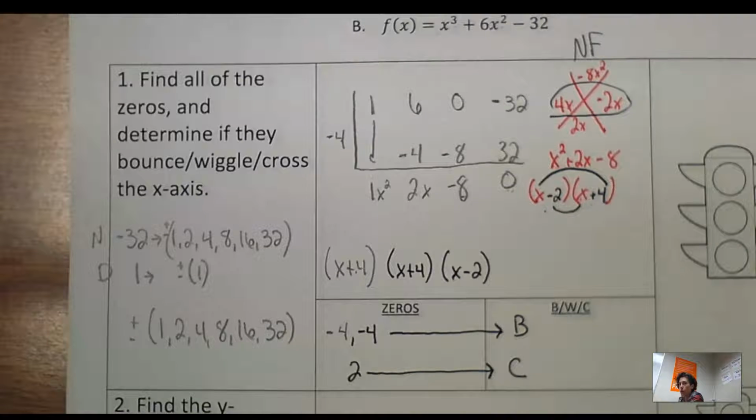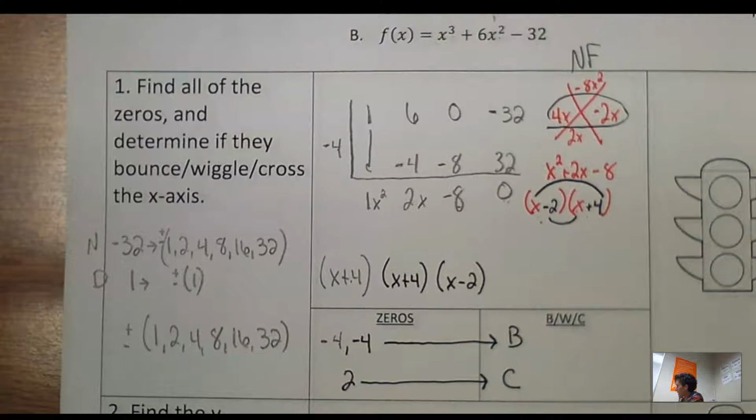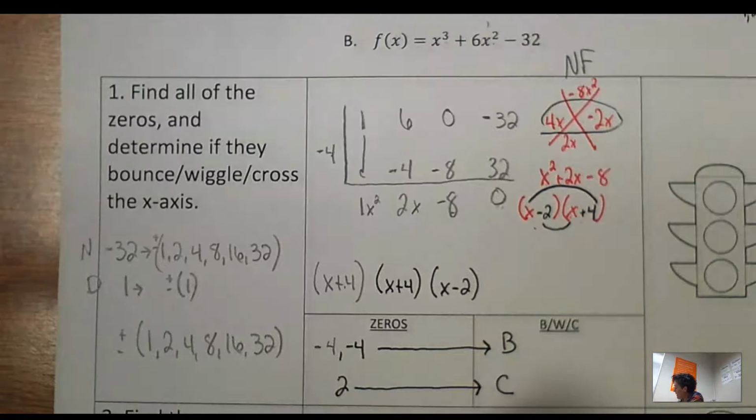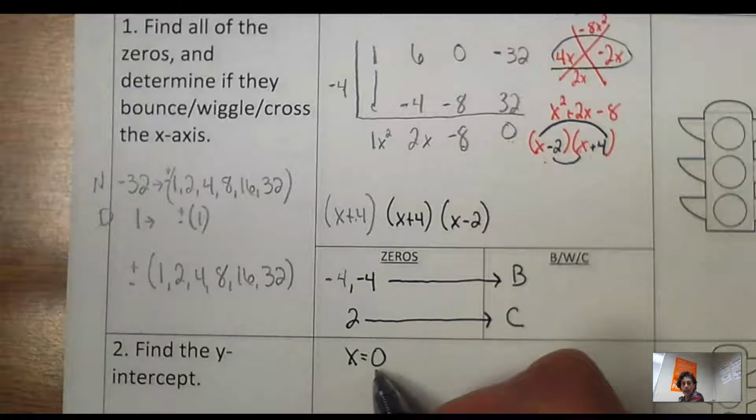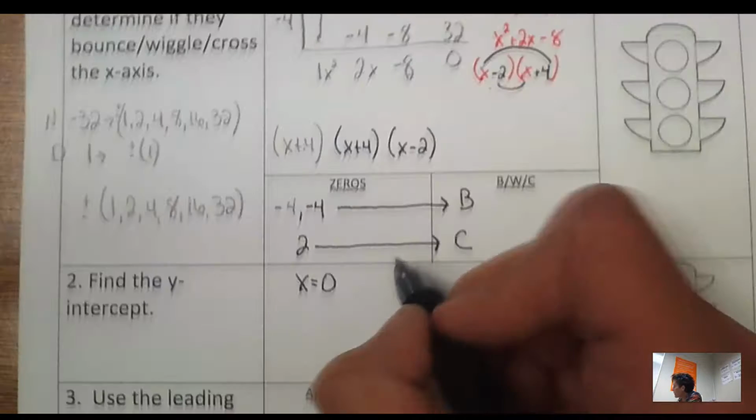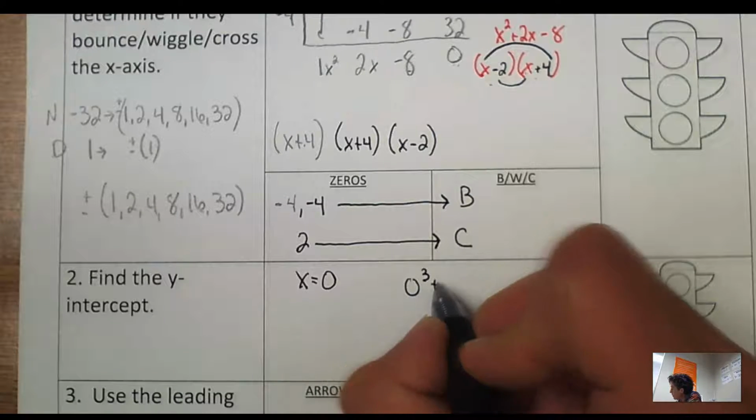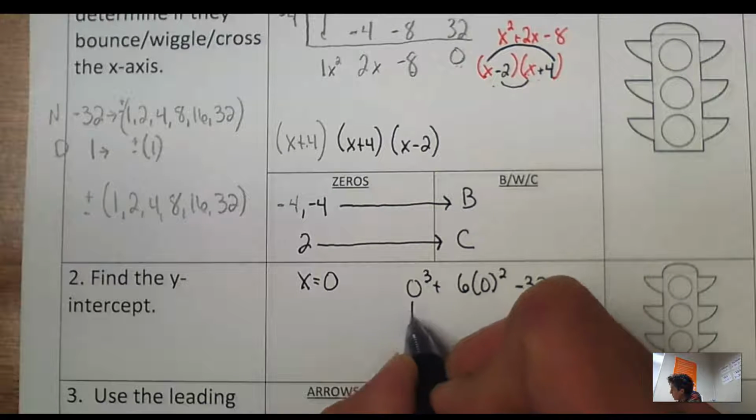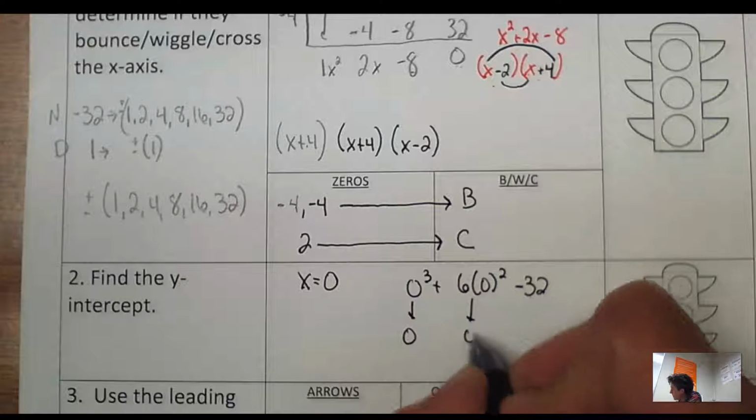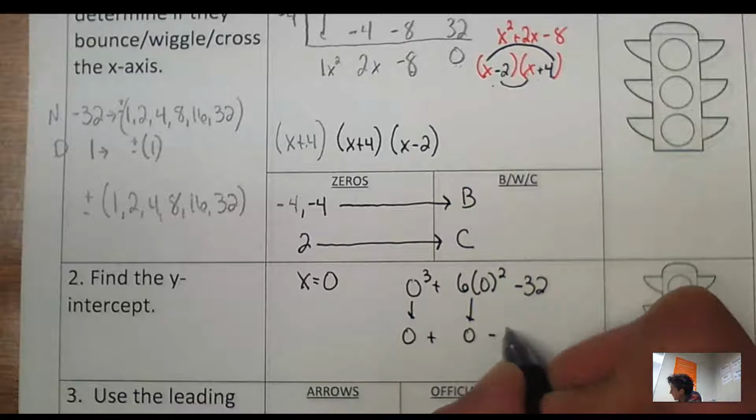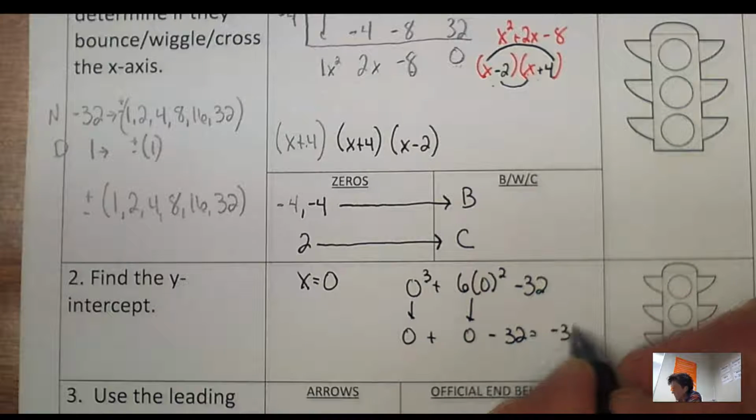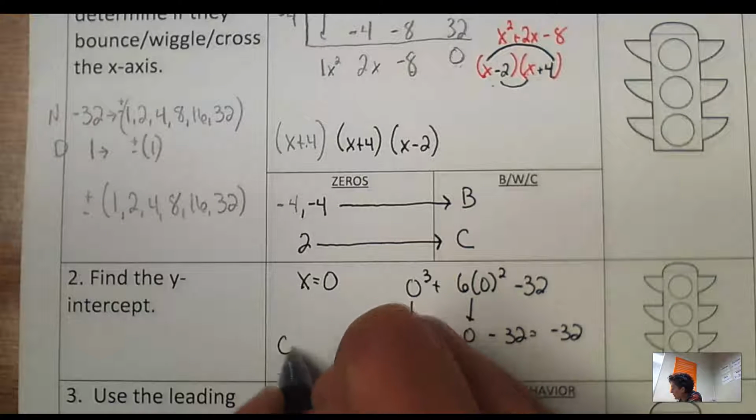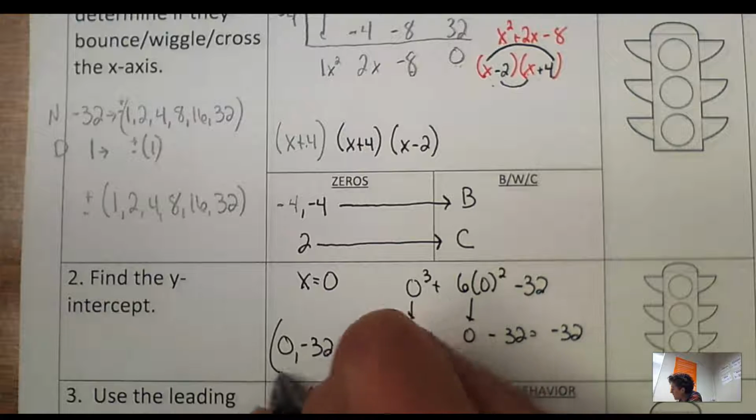The y-intercept is super easy in standard form, because all y-intercepts have an x of 0, and I put 0 in here, then 0 cubed plus 6 times 0 squared minus 32. Well, that's just 0. This is all just 0. And then when I subtract 32, I just get -32. So my y-intercept is 0, -32.